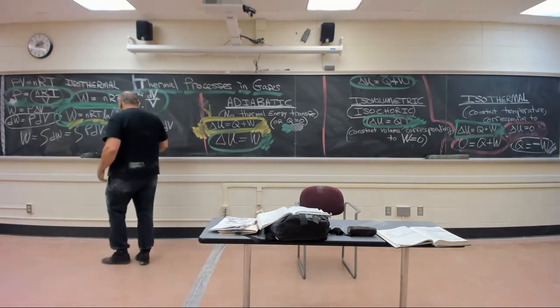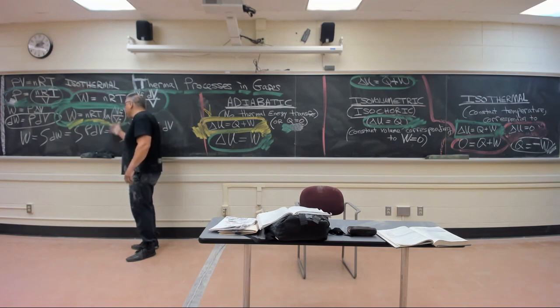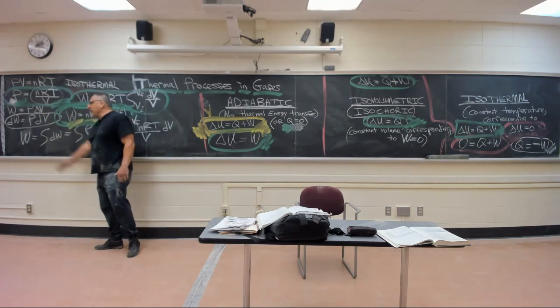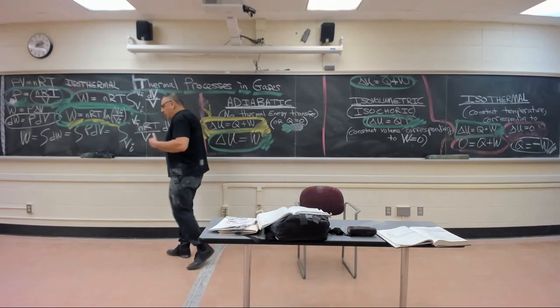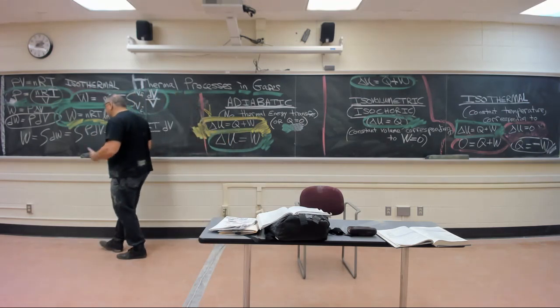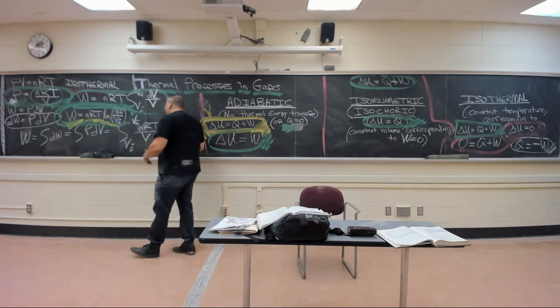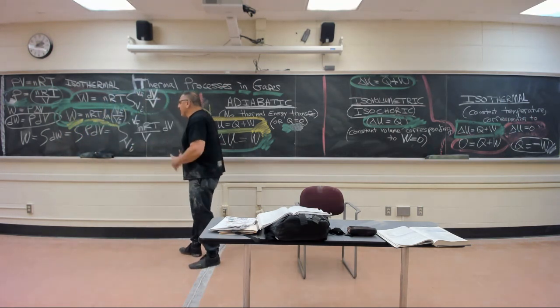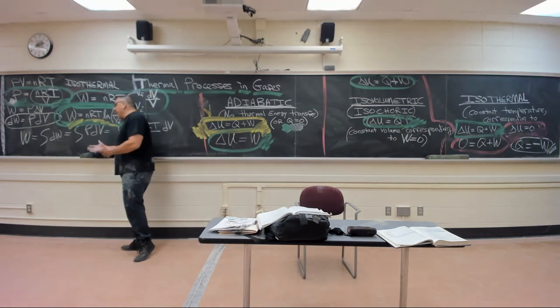Basically, if you're all positive numbers, if VF is big and VI is small, big divided by small is a number bigger than 1. ln of a number bigger than 1 is positive. Multiply all the way across, you get a positive answer. In other words, the gas did positive work on the environment, and the environment did negative work to the gas.